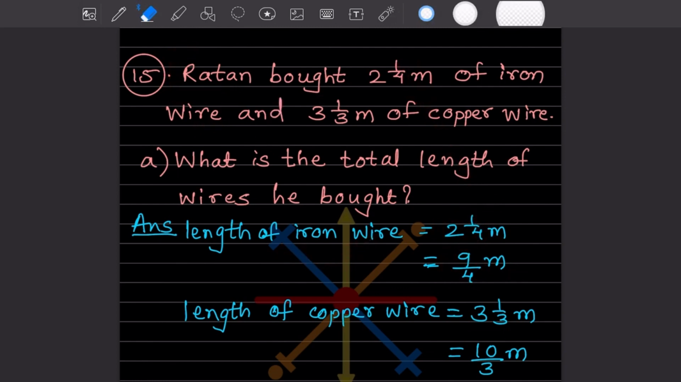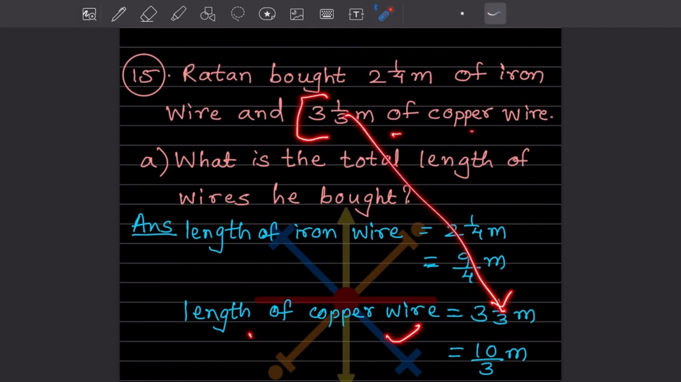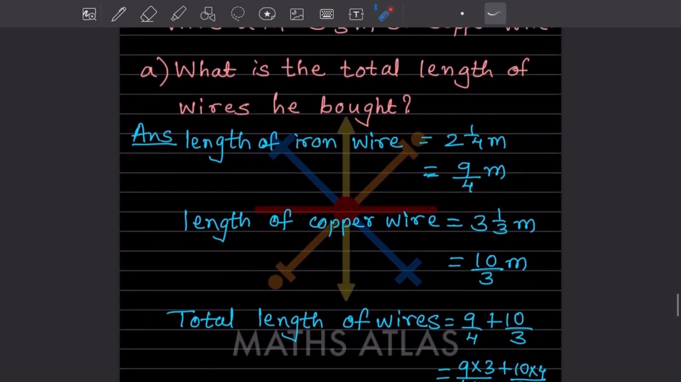Then in the second one, they said 3 integers 1 by 3 meter of copper wire, the length of copper wire. This is 3 integers 1 by 3. This you can make improper. So what is the total length? Total length means you have to add this plus this. So the total length of wires is 9 by 4 plus 10 by 3.